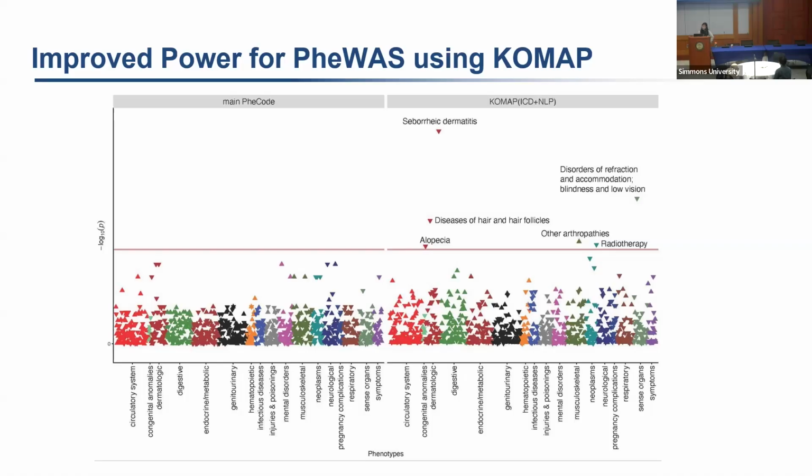So you can see on the left-hand side is the FIWAS result using the fee code alone for all the phenotypes, basically about 1,600 phenotypes. On the right-hand side is basically using COMAP. You can see that in terms of the significant signal, there's a substantial difference between the accuracy of the phenotype.